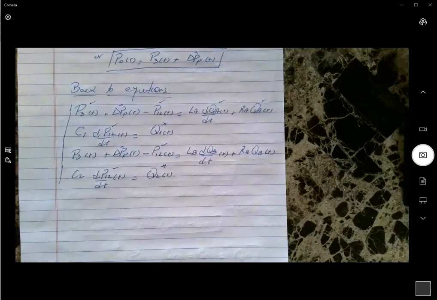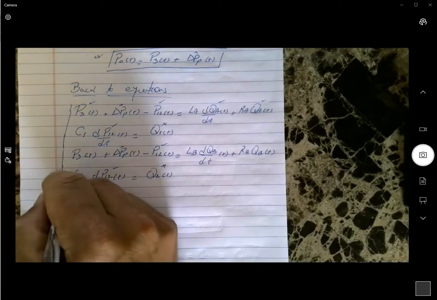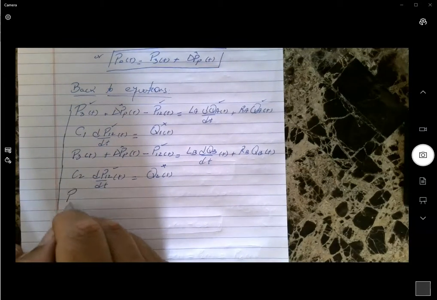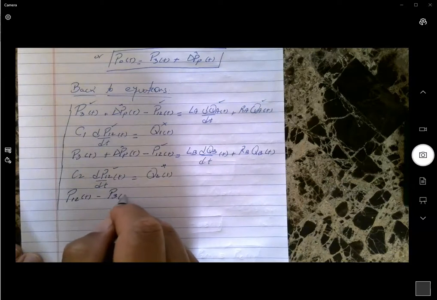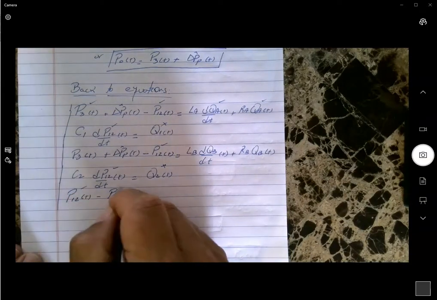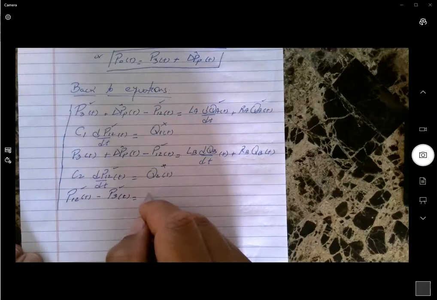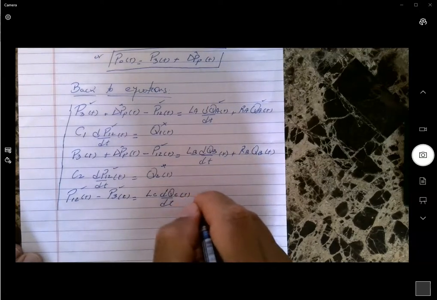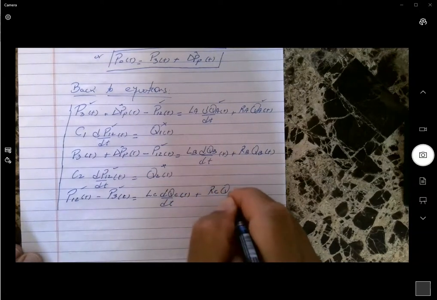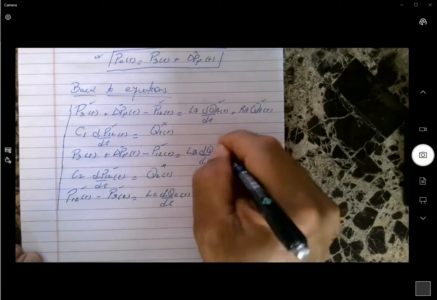All right. Now equation number 5, nothing changes in equation number 5 because we have P12 minus P3, those two stay, is equal to LC dQC dT plus RC QC of T. So those stay.